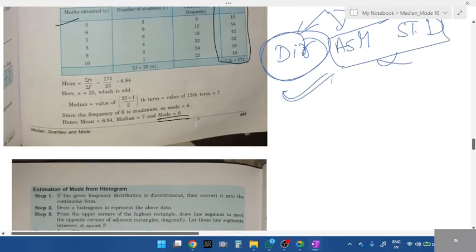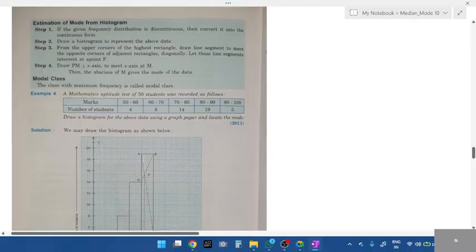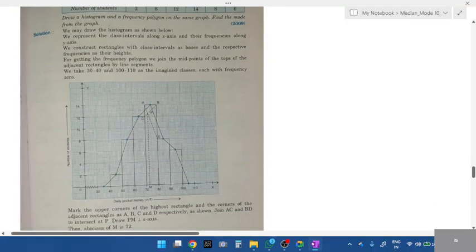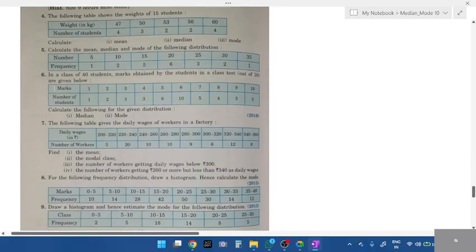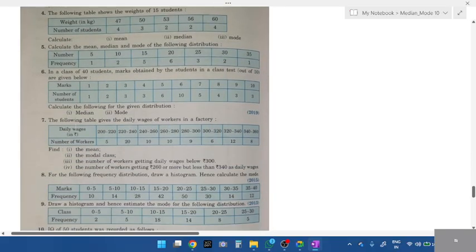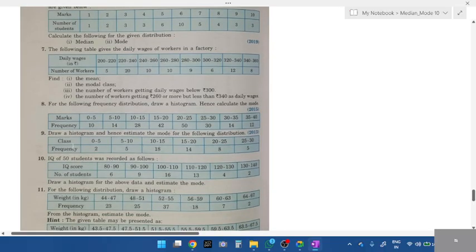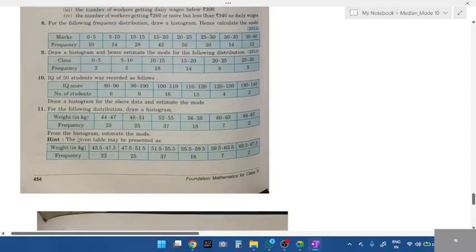All of you understood this, students? See, the last one is graph. I'll explain graph tomorrow. Look at the question. We have two types of questions. From question 1 up to question 7, no need to draw a graph. For 8, 9, 10, 11, we need a graph. Okay.